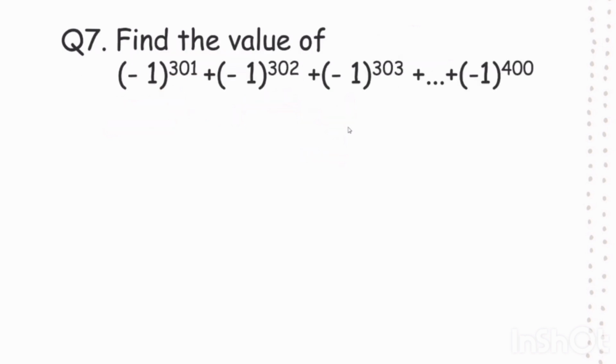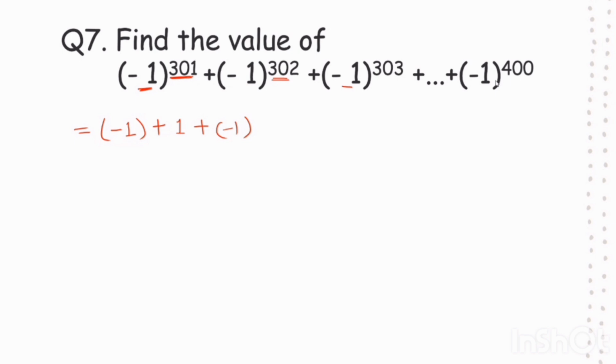Now, negative 1 whole raised to the power 301. Always when there is a negative number and its exponent is an odd number, then its value will be negative. So negative 1's odd number power is equal to negative 1, and plus, it is even power means positive 1, plus here it will be negative 1.